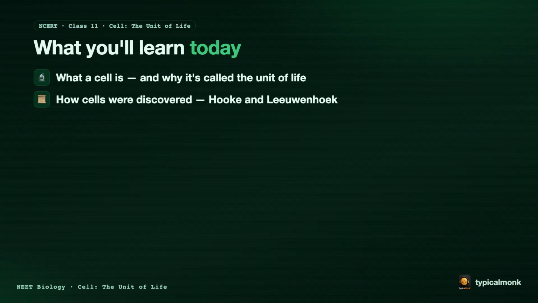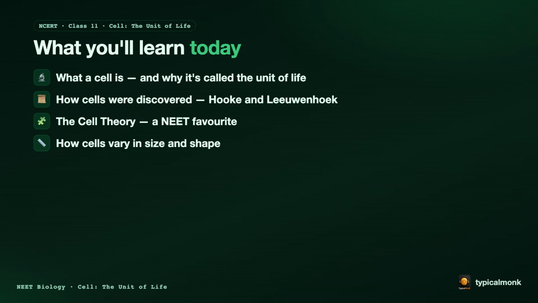First, what a cell really is, and why it is called the unit of life. Second, how cells were discovered through Hooke and Leeuwenhoek. Third, the cell theory. Remember it well, NEET asks it a lot. Fourth, how much the size and shape of cells can vary. And fifth, the 2 great kinds of cells, prokaryotic and eukaryotic.